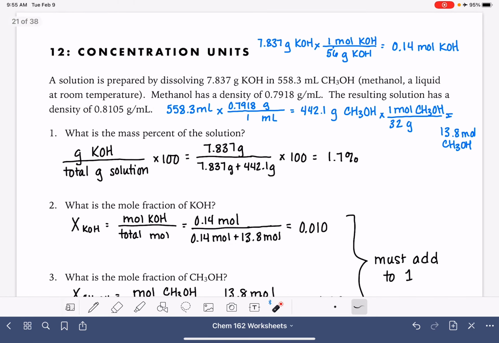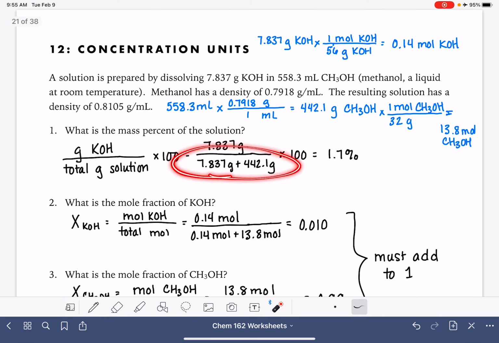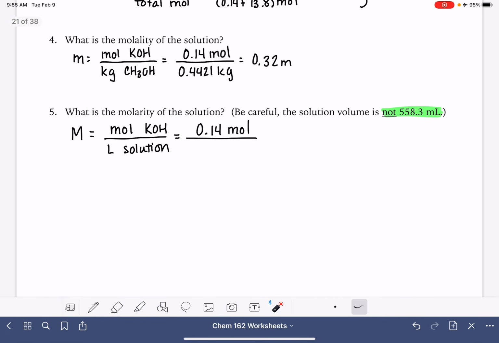At some point, we probably calculated the total mass of the solution. Yes, right here. We can use the total mass of the solution and the density of the solution to get the total volume. Actually, I'm going to add this up right now to get the total mass. 7.837 plus 442.1. The total mass of this solution is 449.9 grams. I'm going to copy that down here. 449.9 grams of solution. That's our total mass.